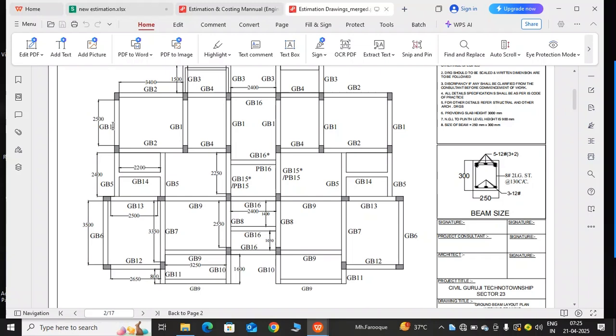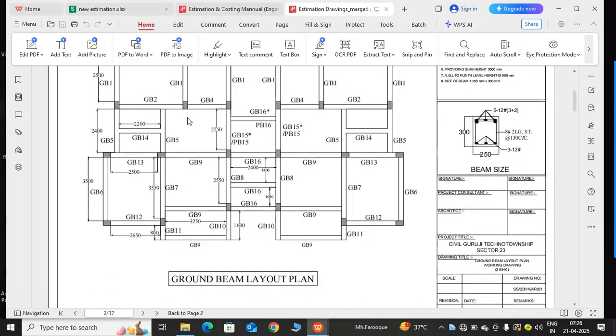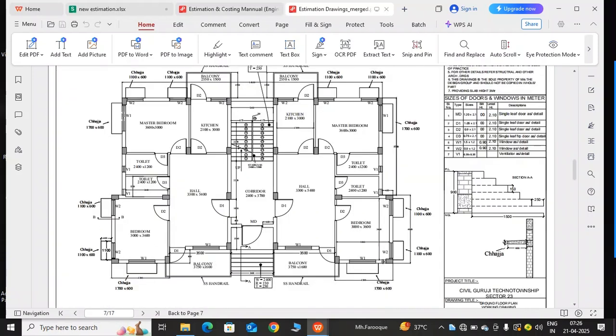How many GB1 do we have? 1, 2, 3, 4, 5, 6. Total we have 6 GB1. Now I do not understand which one is 200 mm wall and which one is 100 mm wall. What you should do? You should come to the ground floor plan. This is 200 mm wall, and this thin one, look, this one is 100 mm wall. This one is 200, 200, 100 mm and 200.